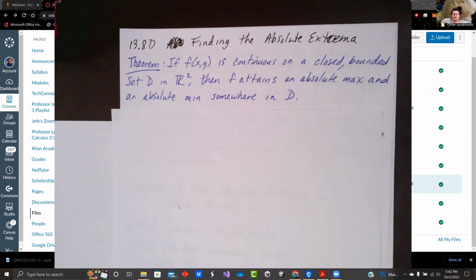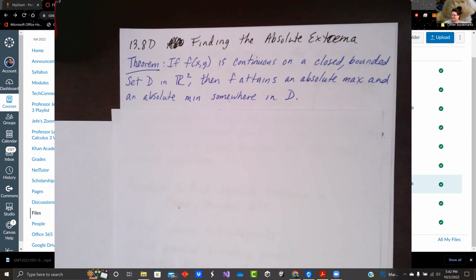13.8 is on the extrema. In this video, our final video, we're going to find absolute extrema. So there's a theorem that is going to be pretty handy. If f of x, y is continuous on a closed bounded set D in R2, or 2-space, then f attains an absolute max and an absolute min somewhere in D.